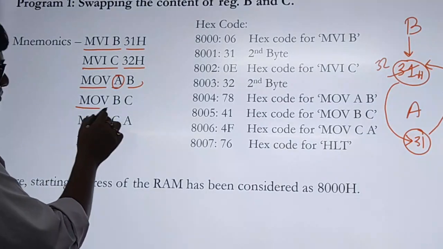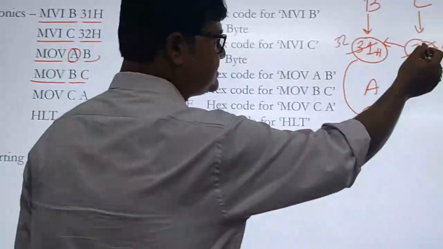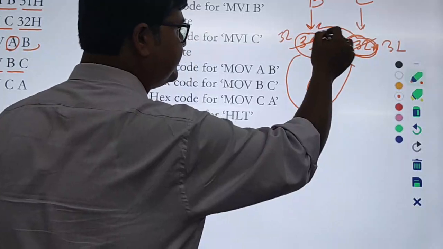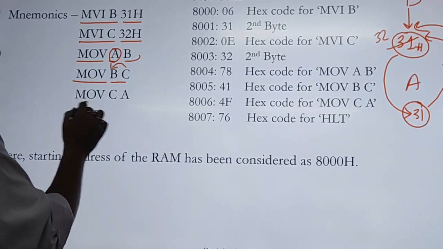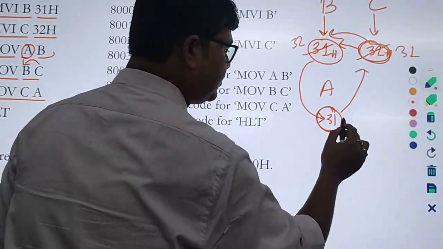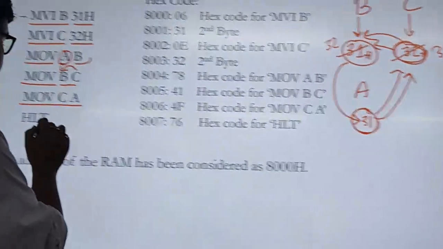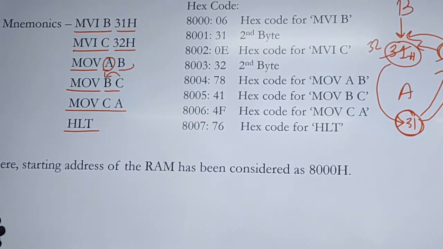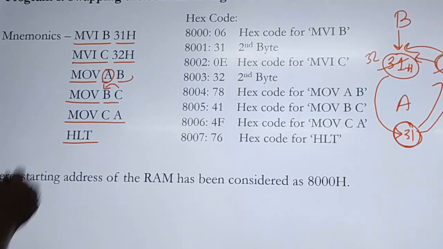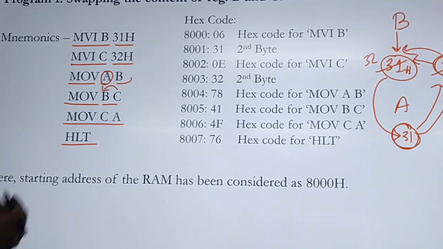Then a simple MOV B, C. As we have discussed, the content of C will move to the B register. Then MOV C, A: the accumulator content will move to the C register. So we write that down over here. Then we write the HLT instruction. The halt instruction is always required to stop the execution of the program.